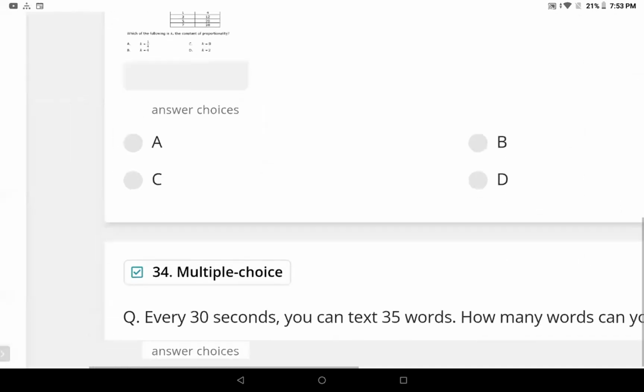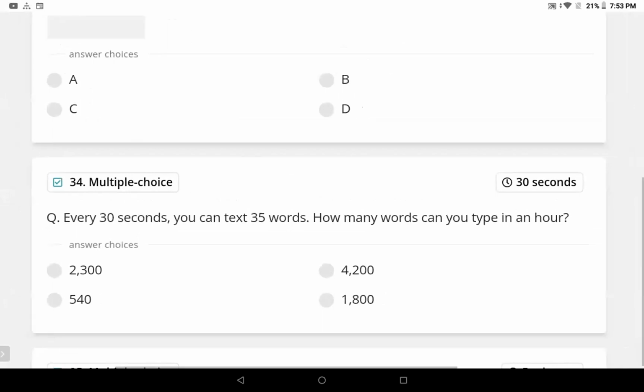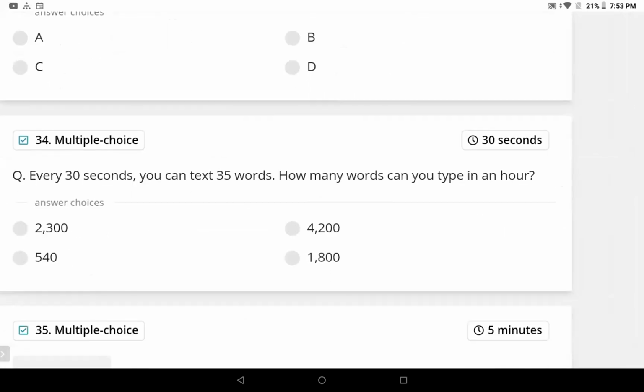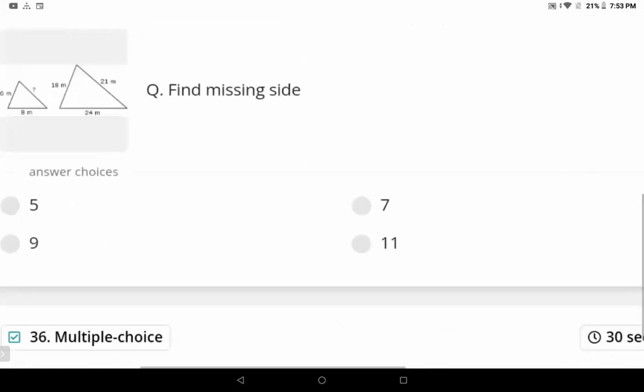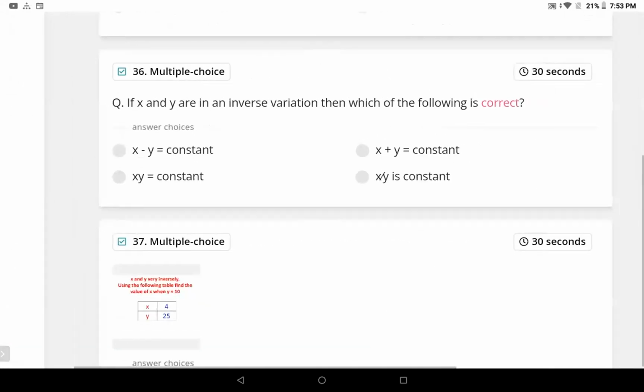It's very simple questions. I'm not going to take much time. But you just see, children. Every 30 seconds, you can text 35 words. How many words can you text in an hour? Is it direct or indirect proportion, ma'am? 540. 540. It's a simple question. Same repeated question.